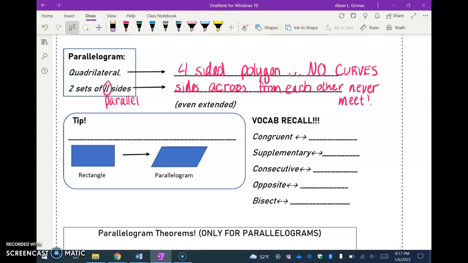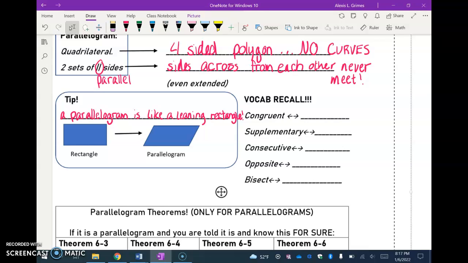I put a little tip in here. A parallelogram is like a leaning rectangle. I have pictures here. You see there's a rectangle on the left and then an arrow pointing to the right. All we did is make it look a little bit lopsided, but they're pretty much the same.